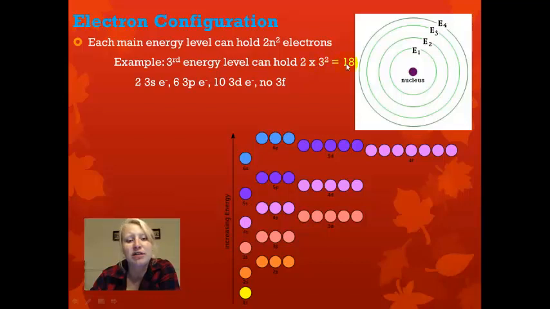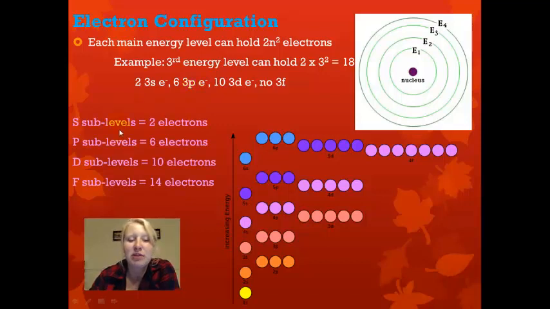The third energy level can hold 18 electrons because it can hold 2 s electrons, 6 p electrons, 10 d electrons, which adds up to 18. Remember, s can only contain 2 electrons, p can only contain 6, d can only contain 10, and f can only contain 14.